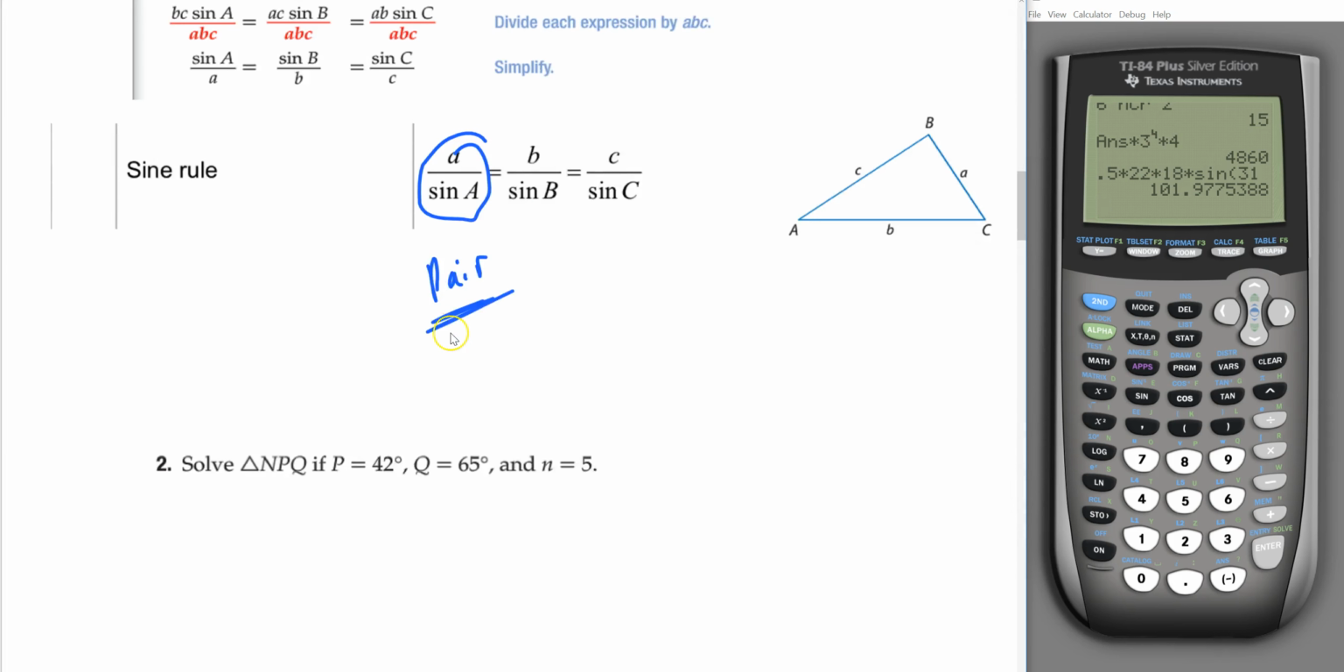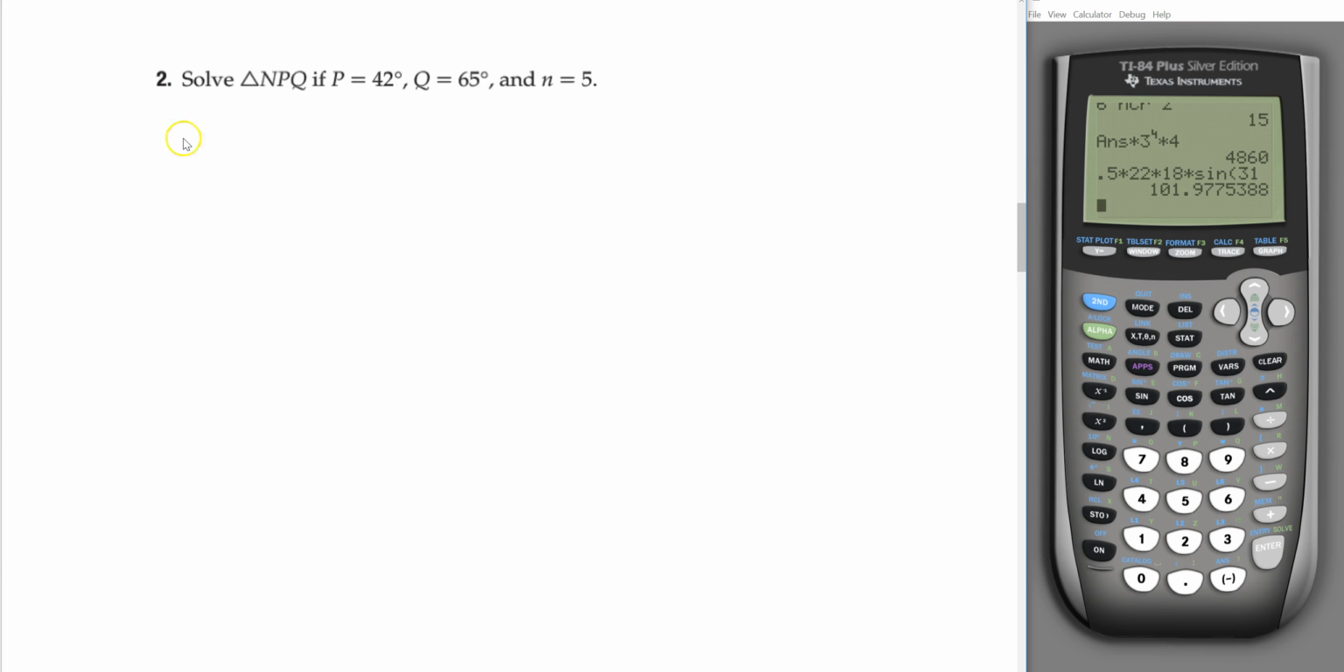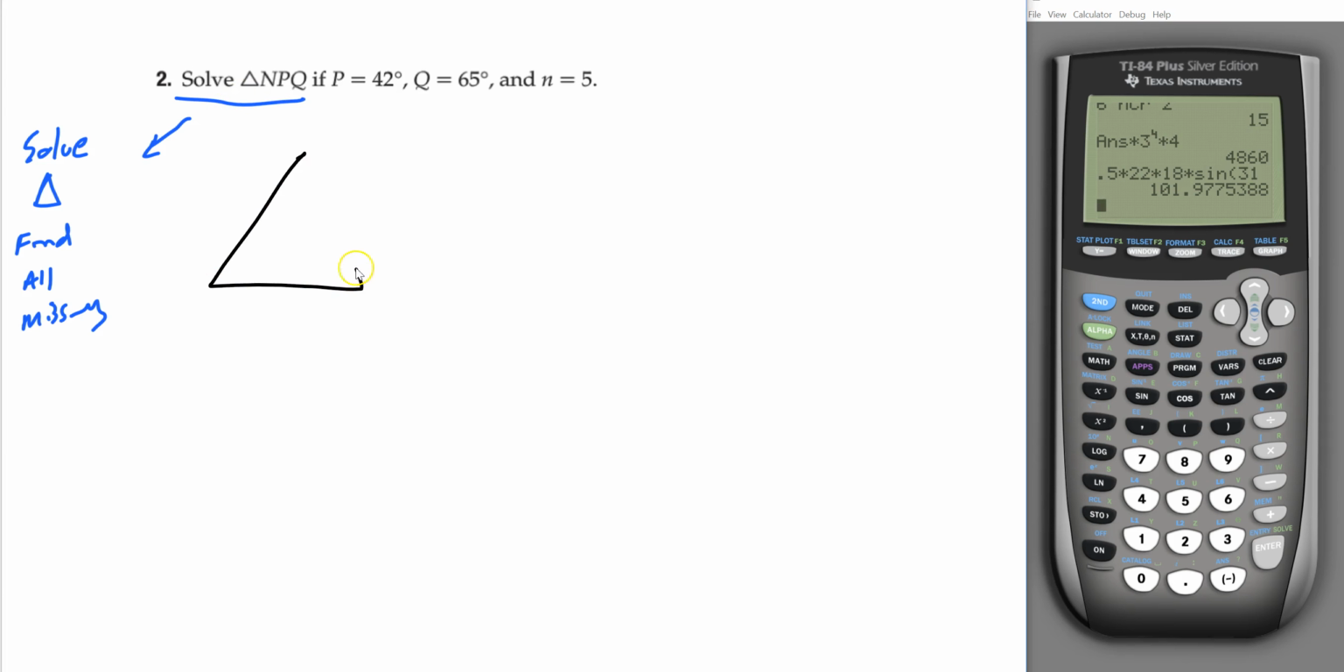So this is an example. Right here it says solve triangle NPQ. Anytime I tell you to solve a triangle, that means find everything that's missing, everything that you don't have already. So let's draw this picture. Triangle NPQ. Remember, capital letters are angles, so lowercase would be small n, small p, and small q.